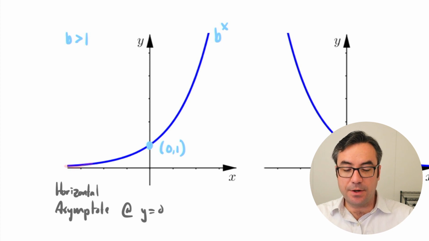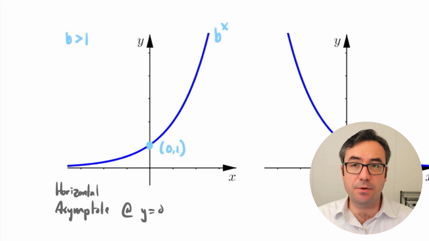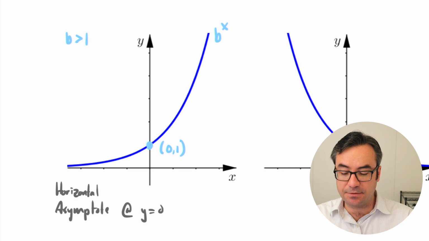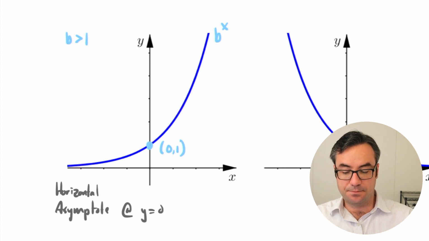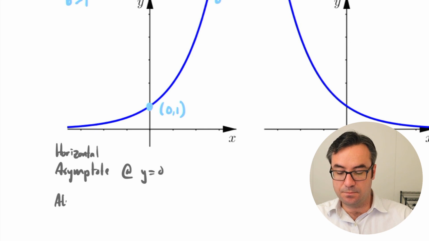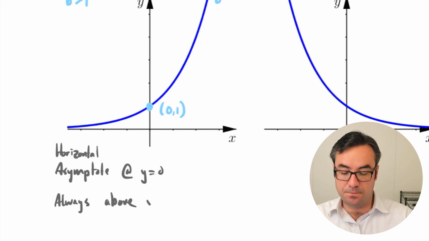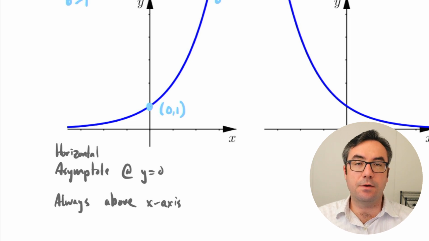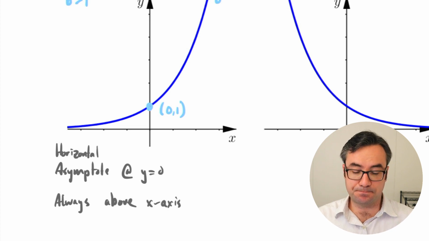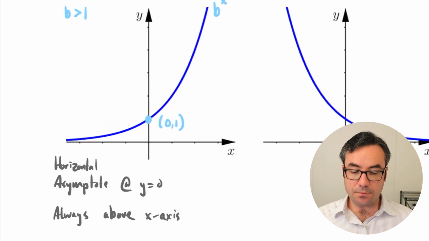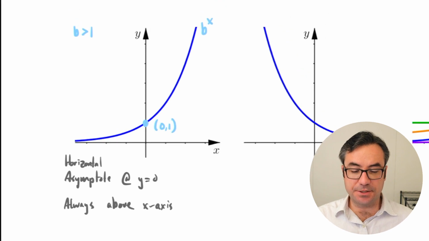So the left side of the graph gets really close to the horizontal axis, but never touches it. Another interesting property is that for an exponential function, b raised to the power x, it's always positive. It's always above the x-axis. So that means it never crosses the x-axis, never goes below. All right, so those are a couple things.